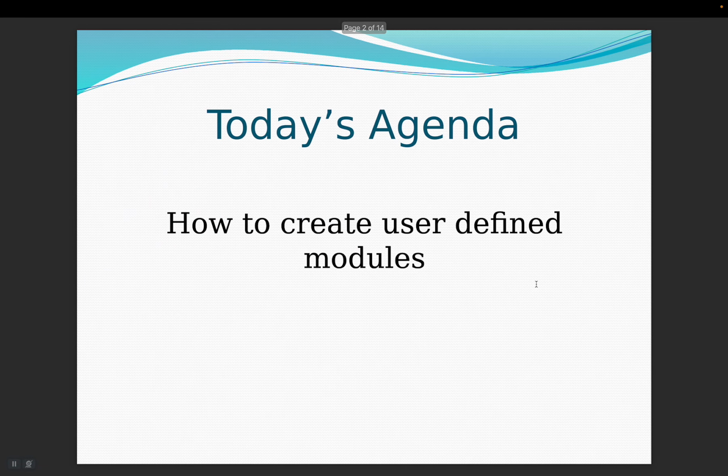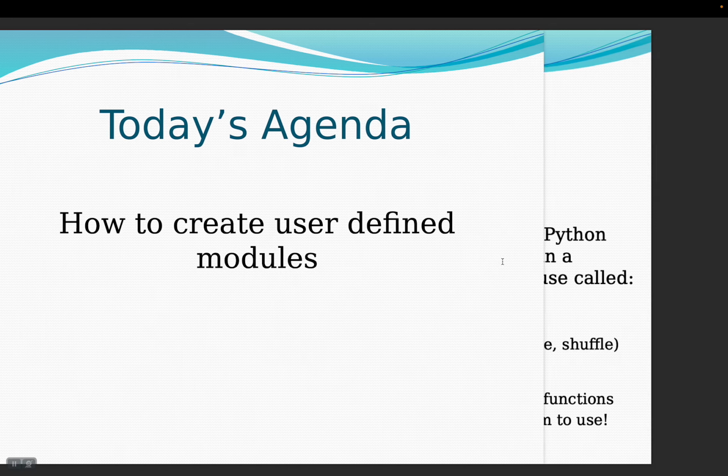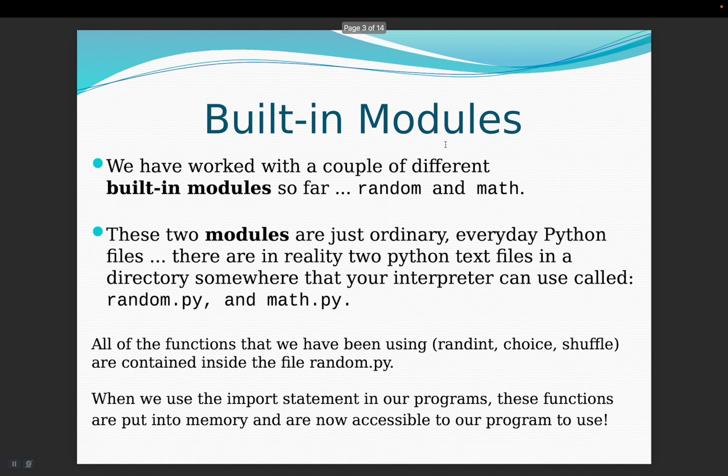We may get exposure to some of the modules that are in the standard library. But we want to create our own, right? So, how to create user-defined modules, which are modules that we've created ourselves, us being the user. We have worked with a couple of different built-in modules so far: random, remember, and also math.